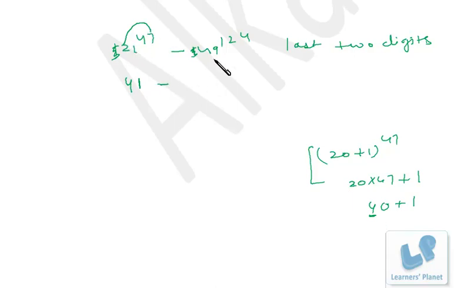Okay. Similarly, see, 49 squared is what? 2401, right? So the last two digits of this 2401 will be 01, and 124 is 62 times 2. And 01 raised to 62, that means the last two digits of this expression will be 01. So it is 41 minus 1, so I can say it's 40, right? Now the important thing that you have to observe here is that we had the number 21 raised to 47 minus 49 raised to 124, right?